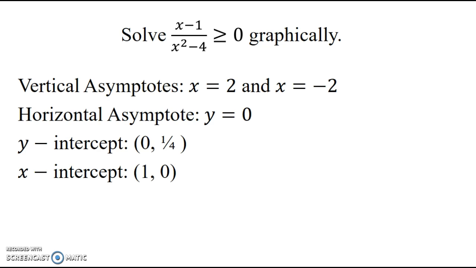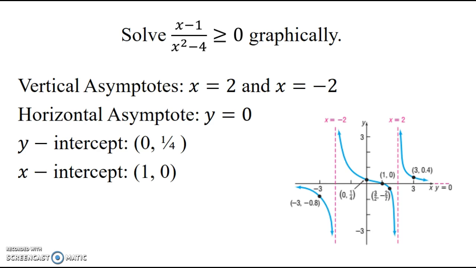Just like we've done in the past, we can create a sign diagram using the vertical asymptotes and the x-intercept. Now we don't need to do the y-intercept or the horizontal asymptotes because we only put x values onto that sign diagram. I'm going to skip the sign diagram for now and go straight to the graph. So here we've got our lovely graph.